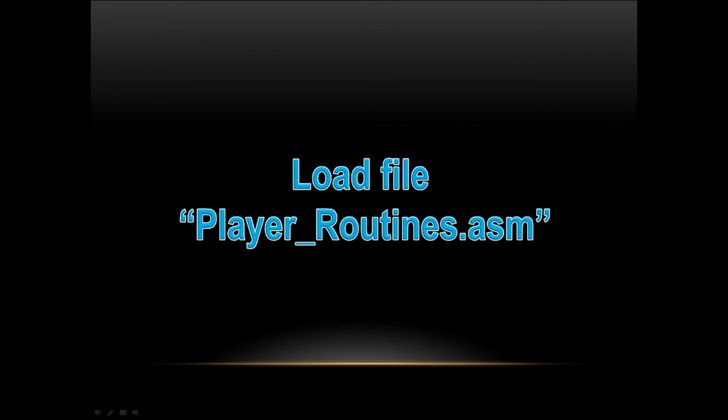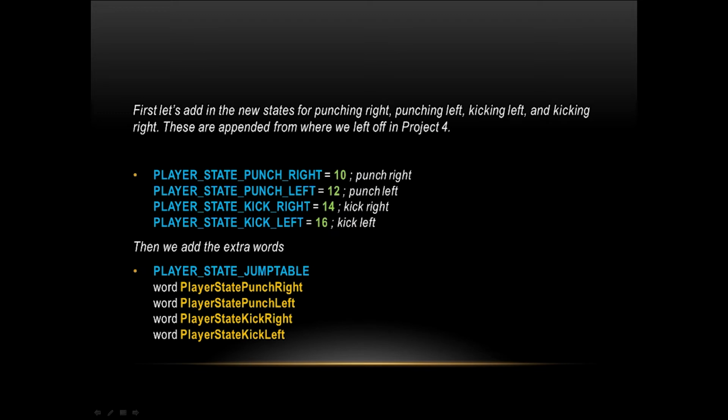Now we're on to playerroutines.asm. First, let's add in the new states for punching right, punching left, and kicking right. These are appended from where we left off in Project 4. If you remember the last video, I showed the left, right, up and down movement states, and now we've added our new ones, which are punch right, punch left, kick right, and kick left, and the word tables are below.